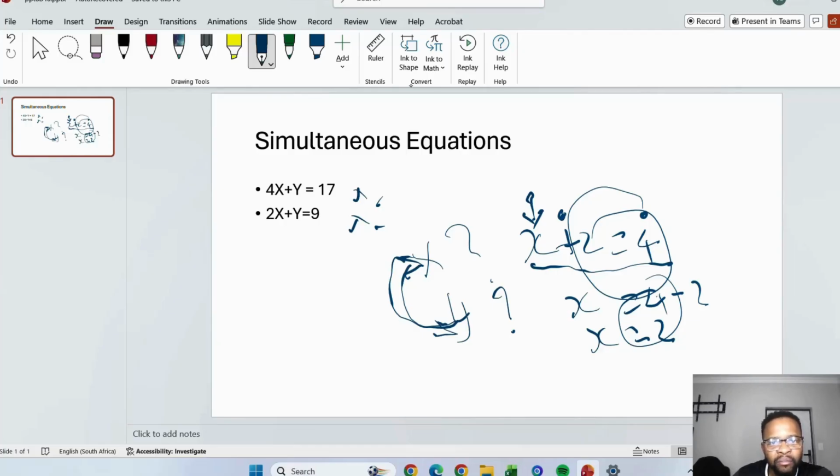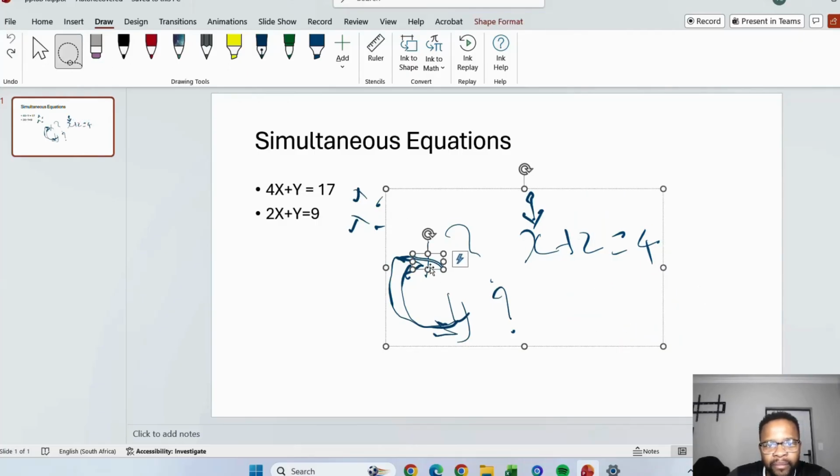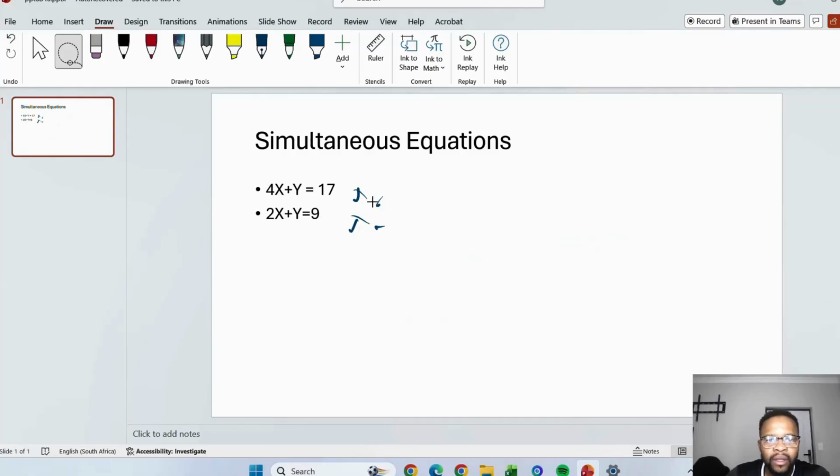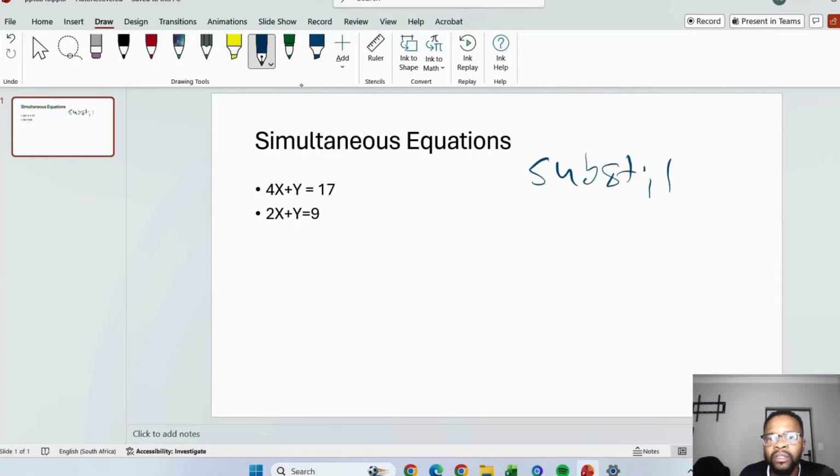So the first method, we're going to use the method of substitution to calculate our equation. Let's quickly delete this. All right, so we're going to start resolving using the method of substitution. This is the method of substitution.